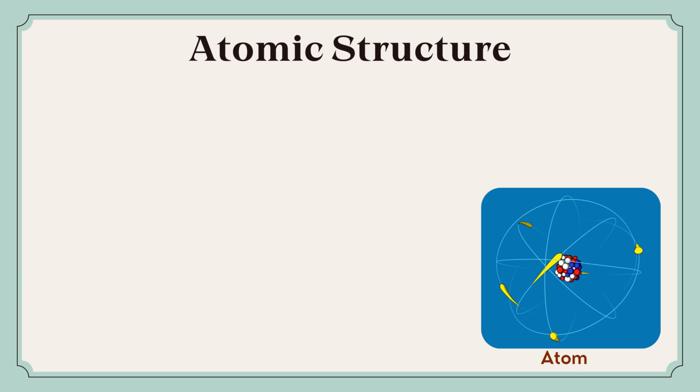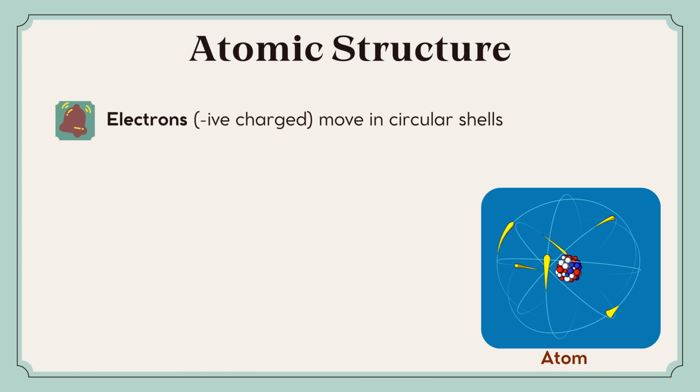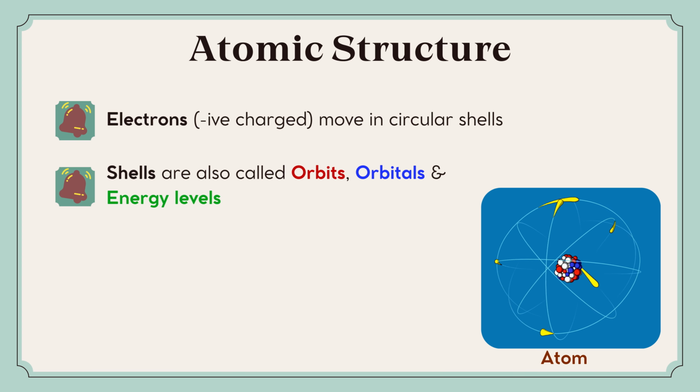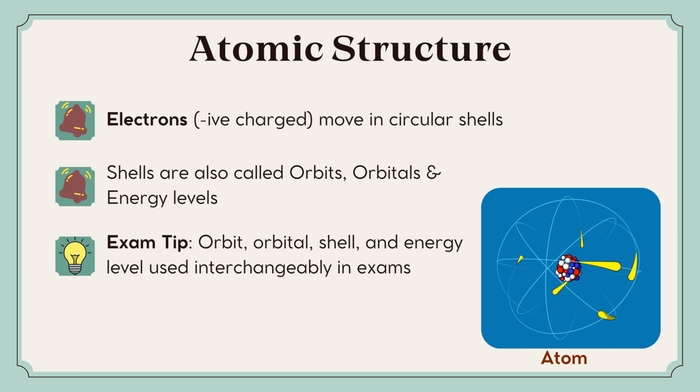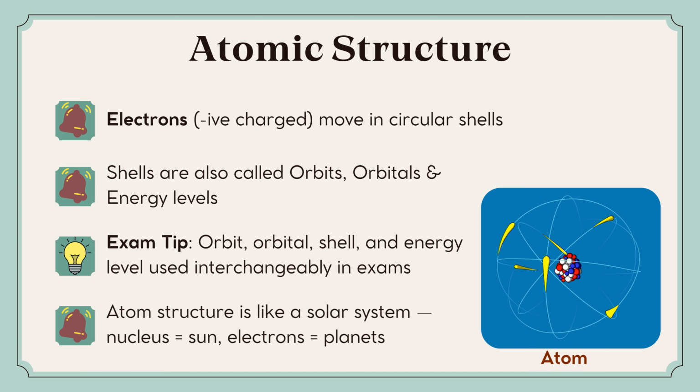Around the nucleus, in fixed circular paths called shells, we find electrons, which are negatively charged. Shells are also called orbits, orbitals, and energy levels. Exam tip: these terms are used interchangeably, so don't get confused if a question says electrons are in orbitals or energy levels. They all refer to the same idea. You can imagine an atom like a mini solar system. The nucleus is the sun in the center, and the electrons are planets orbiting around in different levels.